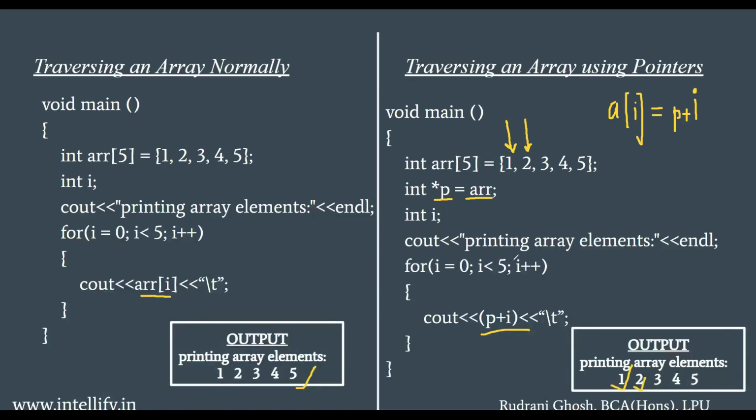Similarly, again, when we increment I, P increments by I, that is 1, and it points to the third memory location. Again, we increment by I, P increments by 1, it points to the fourth memory location. We get the value 4. And similarly, when we increment I again, we will be getting P at next position, that is 5. Thus, the output here will also be the same.